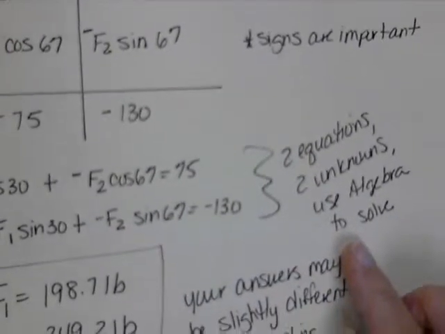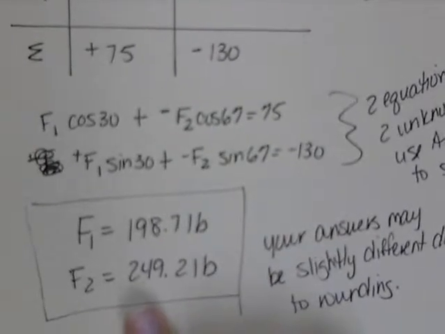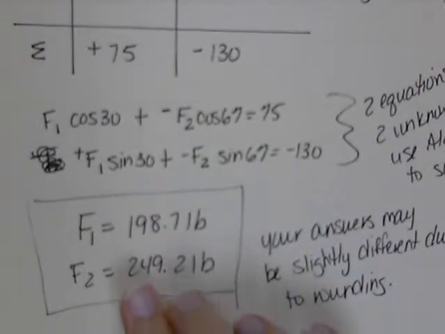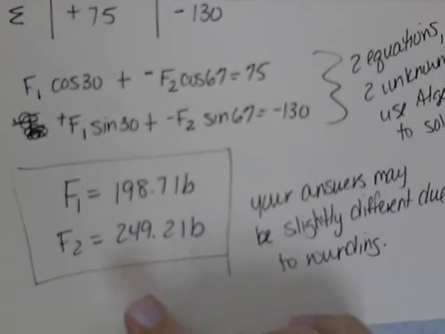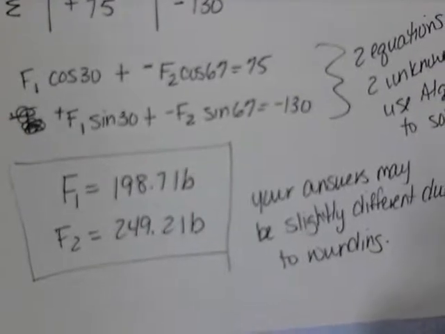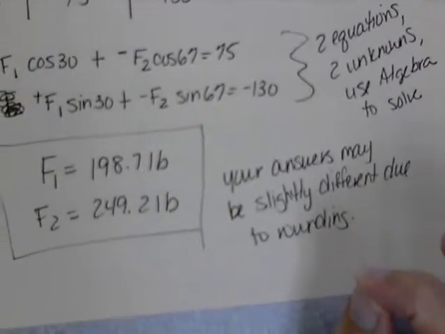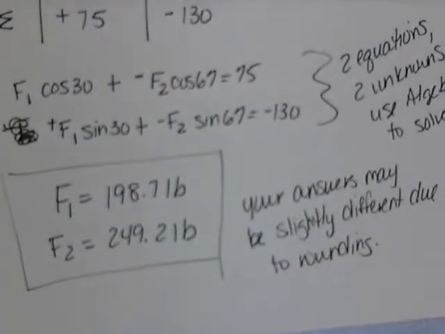substitution or elimination. And if you do that, you should come out to about 198.7 for the magnitude of force 1, and force 2 would be 249.2 pounds. Now, keep in mind your answers may be slightly different, and I'm talking very small difference between mine and yours due to rounding. Hope this helps.